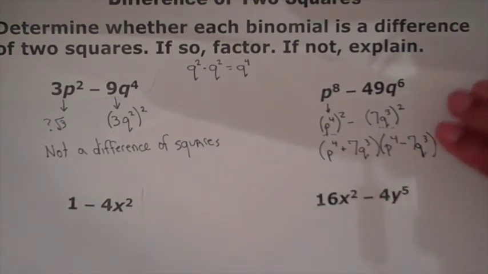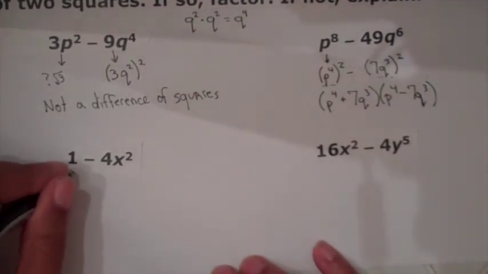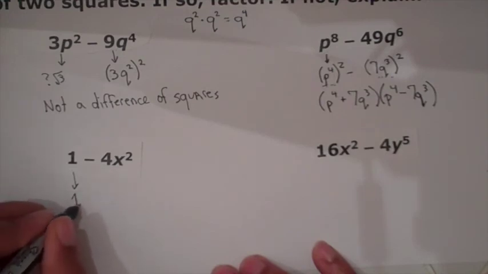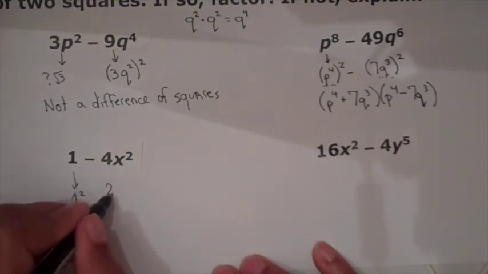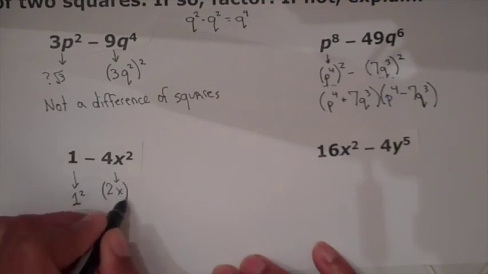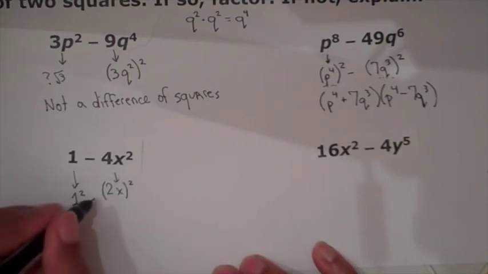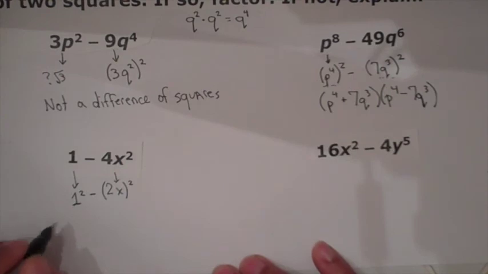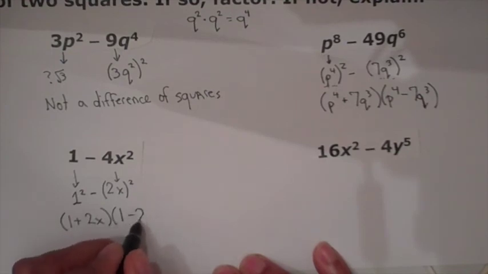Let's do another example. So in this next one, what times what gives me 1? Well, 1 times 1 is 1, so here I have 1 squared. What times what gives me 4? 2 times 2 is 4. And what times what gives me x squared? Well, x. So 2x squared will give me 4 times x squared. Okay, so now I can write my answer. My answer will be the 1 and the 2x. So my answer is 1 plus 2x times the quantity 1 minus 2x.